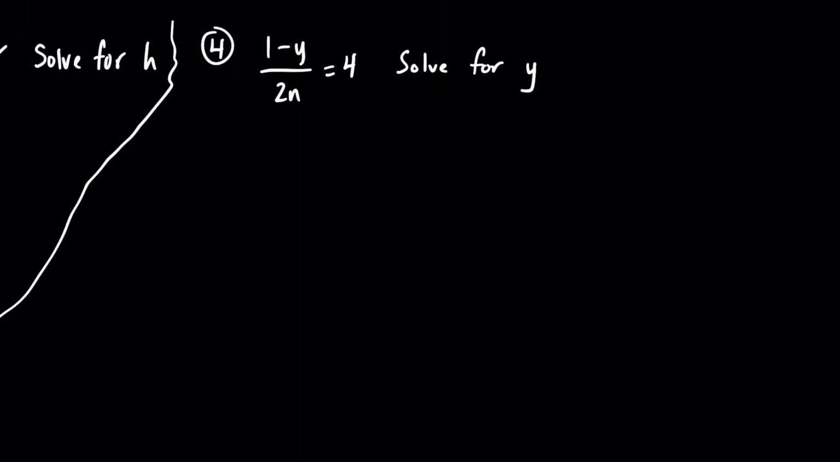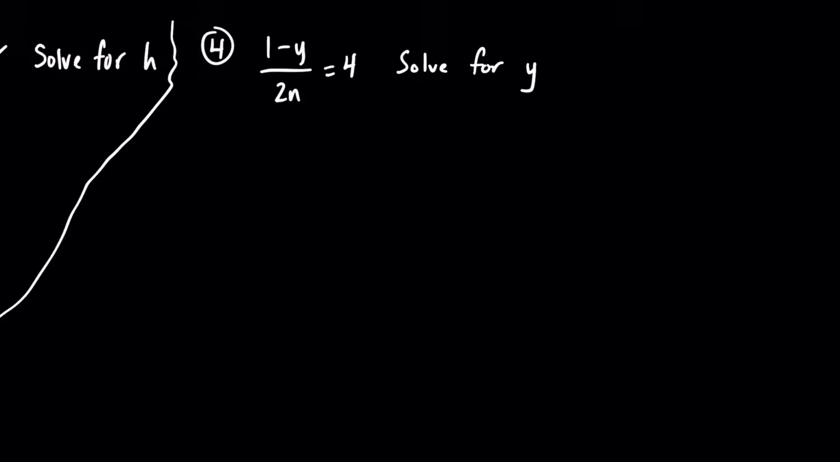Okay, so if we're trying to get y by itself, we've got several things to take care of. We've got the 1 to take care of. We've got the 2n to take care of. We also have that negative there, which we need to get rid of. Now, a lot of people get stuck on these and they say, well, what should I do? Should I add y to both sides first? Should I multiply by 2n? Should I subtract 1 first? Because some form of those things needs to happen at some point.